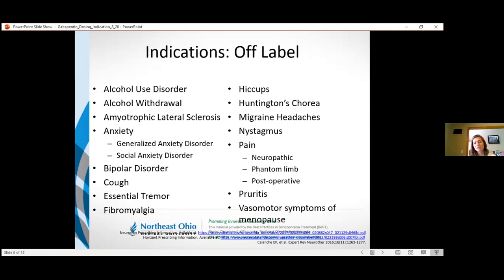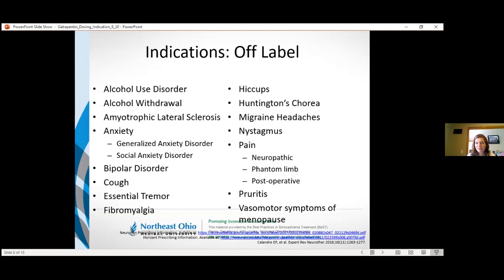Some case reports of treatment of nystagmus. So if a patient is looking at you and you have them move their eyes all the way over to the side, you actually can see their eyes, I don't want to say vibrate, but move back and forth. Sometimes that's an adverse effect that we see with medications, but can also be a neurologic condition. So there are case reports that gabapentin's been helpful with that.